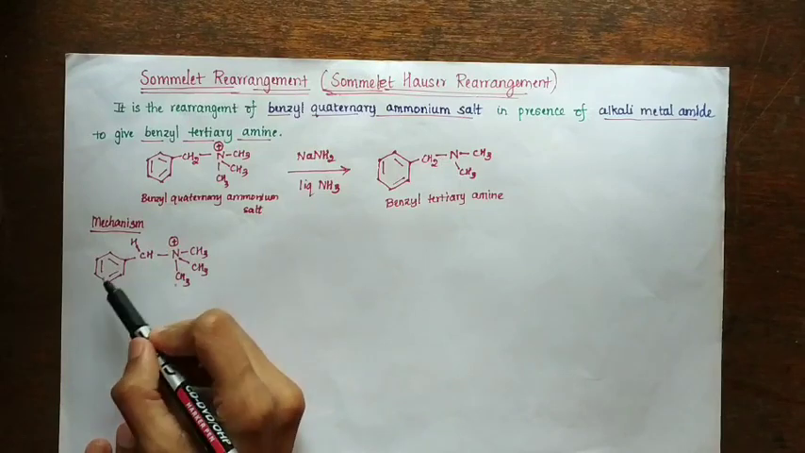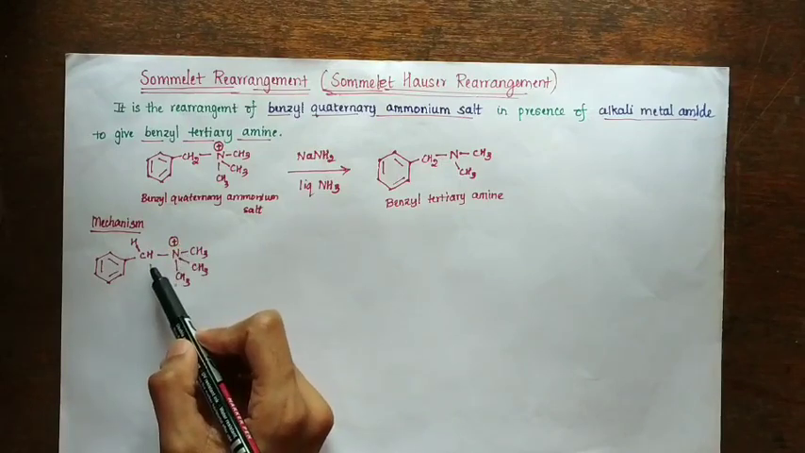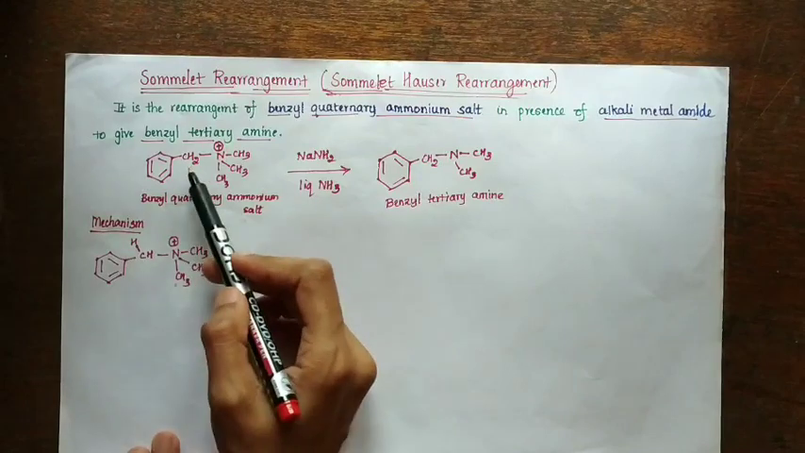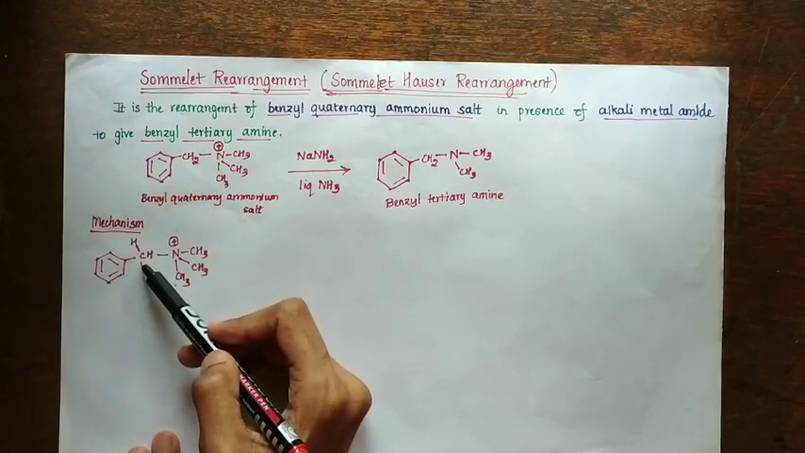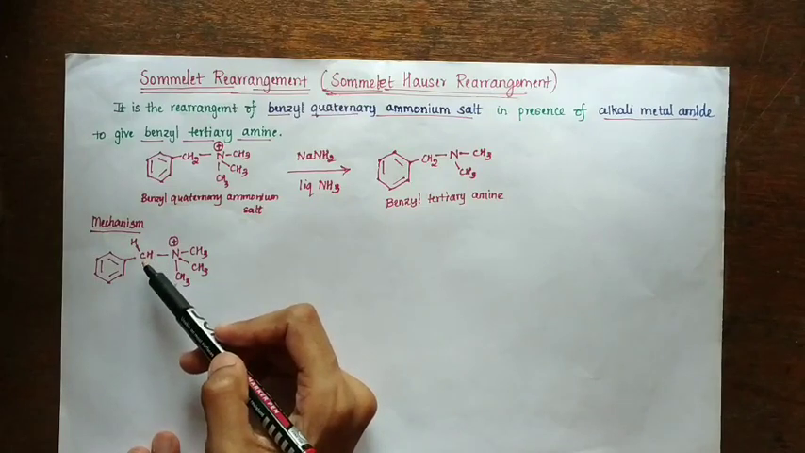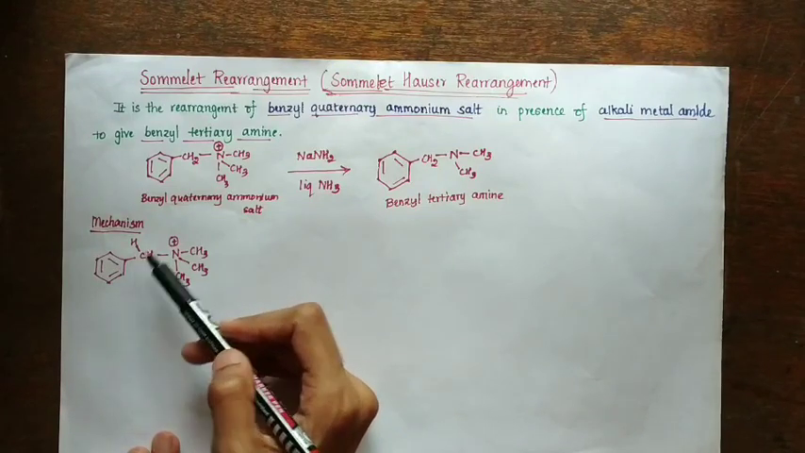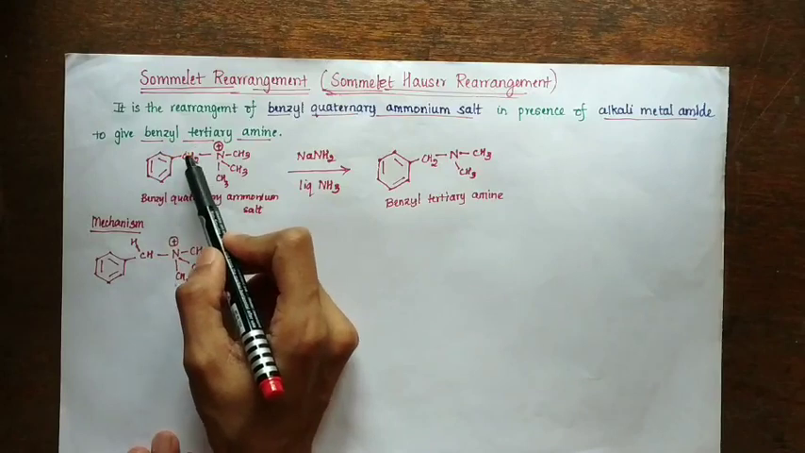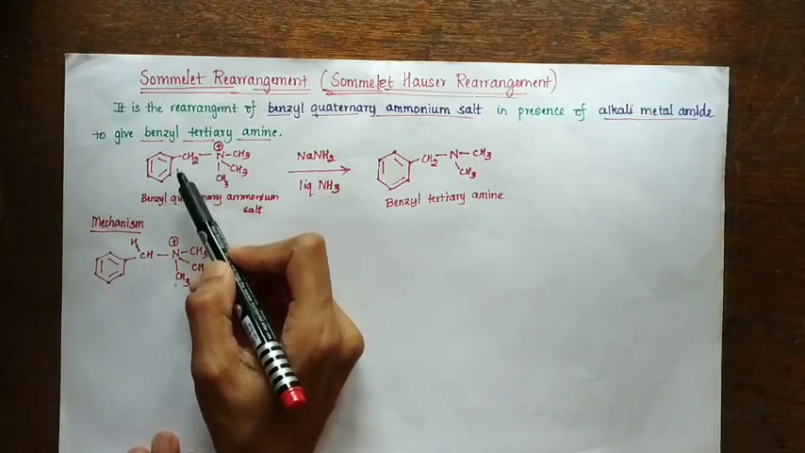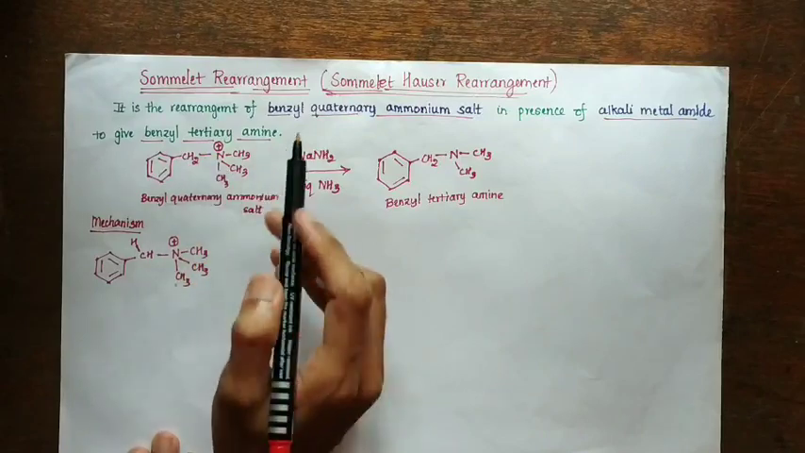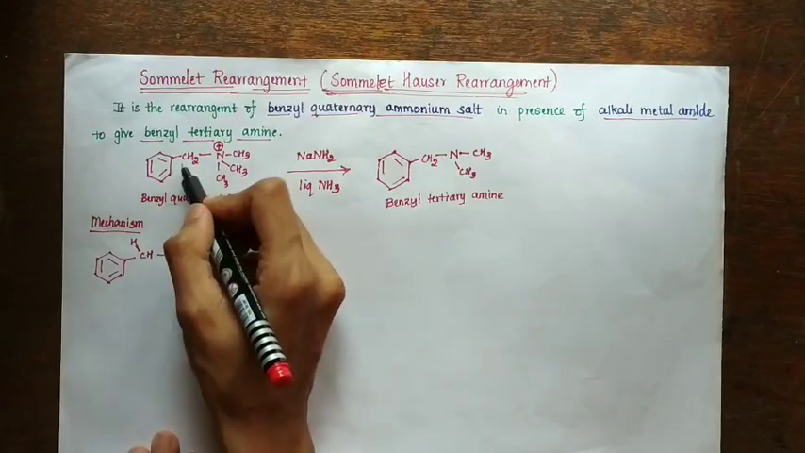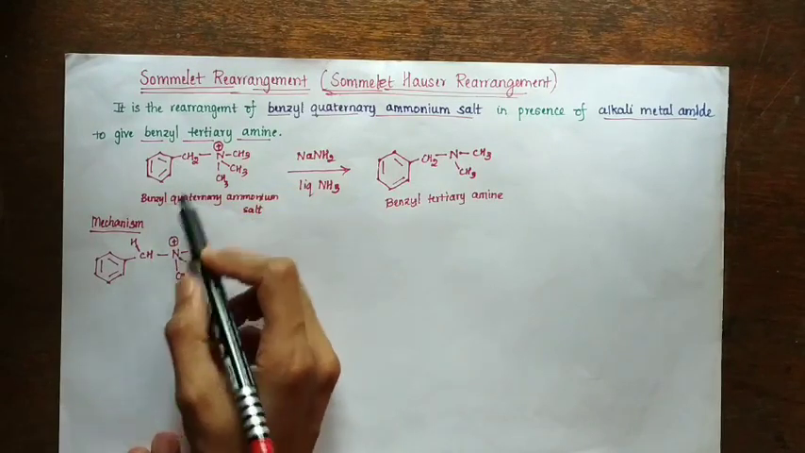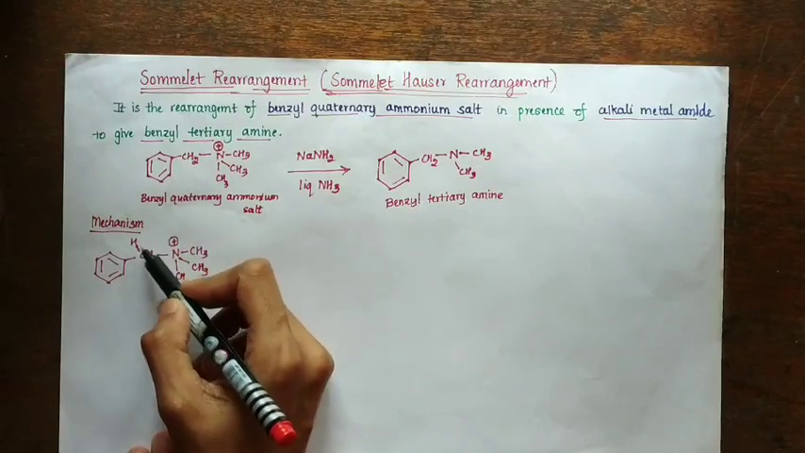And this benzyl quaternary ammonium salt contains a methylenic group. This CH2 group here is called the methylenic group, and this carbon is called the methylenic carbon, and both of the hydrogen atoms which are attached to that methylenic carbon are called methylenic hydrogens. So this group in the benzyl group, that CH2 bond, is called the methylenic group, and the carbon present in the methylenic group is called the methylenic carbon, and the hydrogen atoms attached to that methylenic carbon are called methylenic protons.